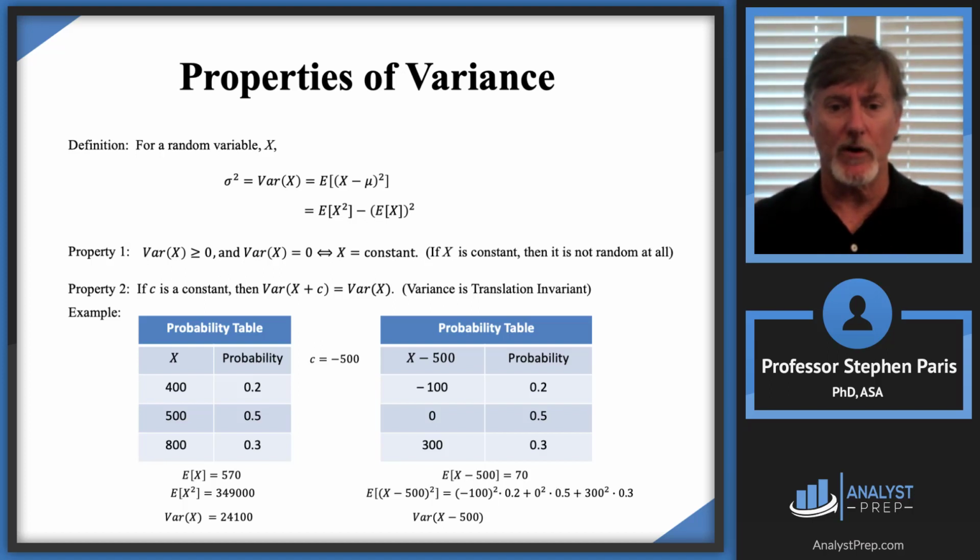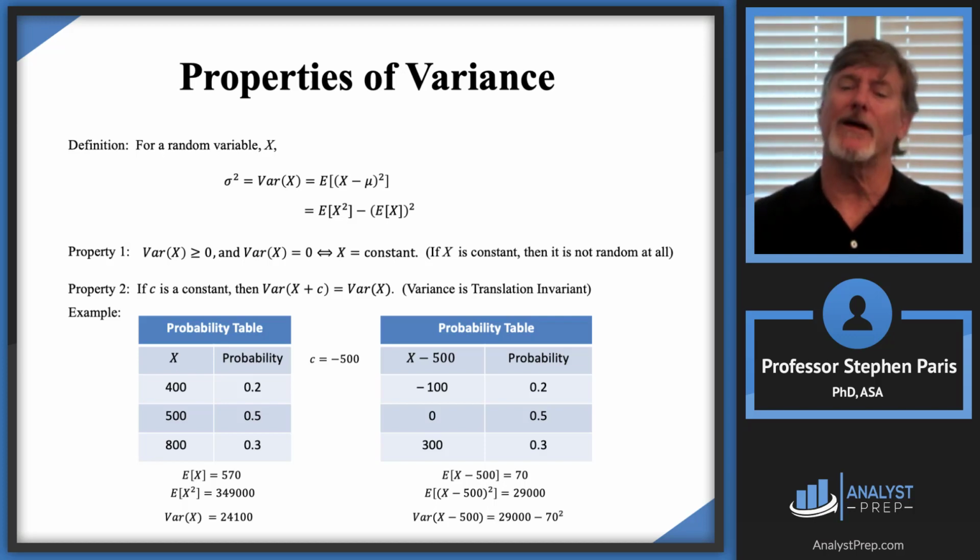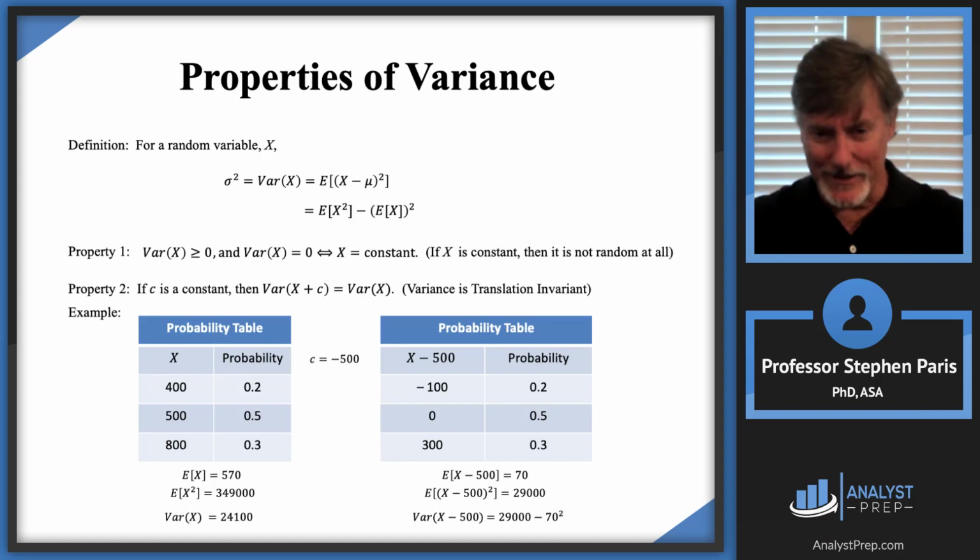So the second moment would be: I need to square the minus 100 and multiply by 0.2, square the 0 and multiply that times 0.5, square the 300 and multiply that times 0.3. And when I do this, I get 29,000 when I take the second moment. Yes. And now when I do the arithmetic, I'm sorry, I couldn't see the numbers very well, I got 29,000 as the second moment.